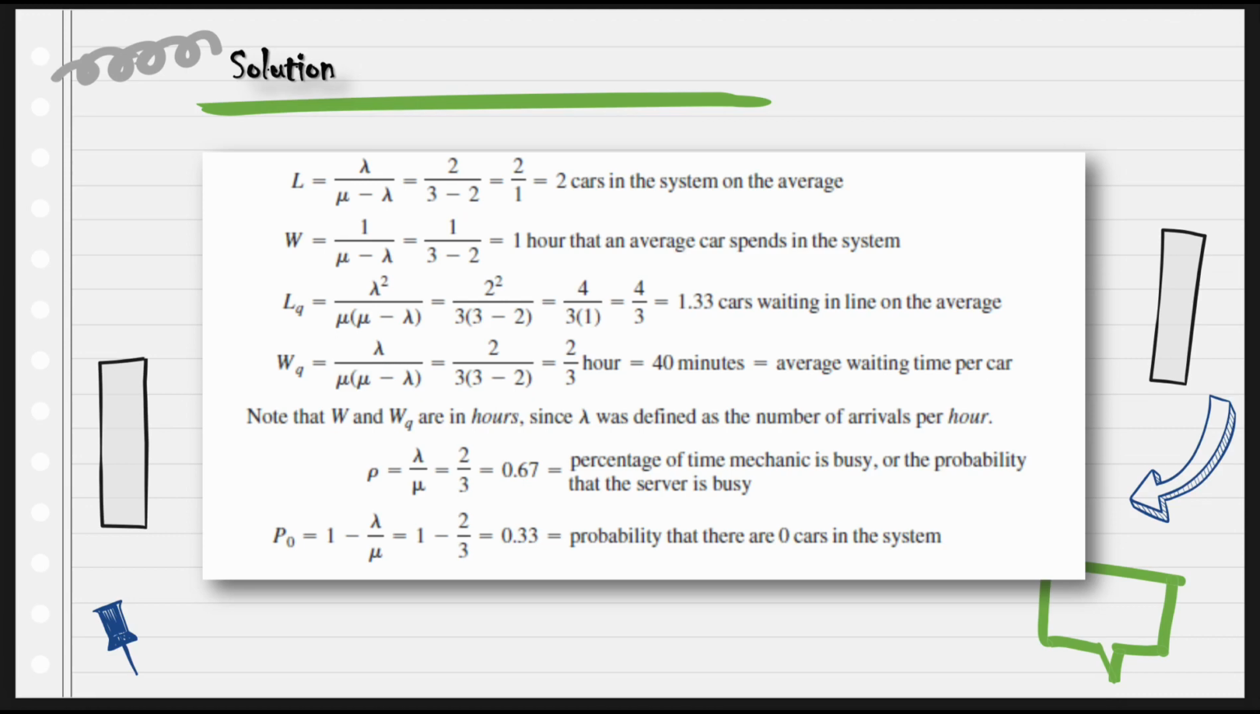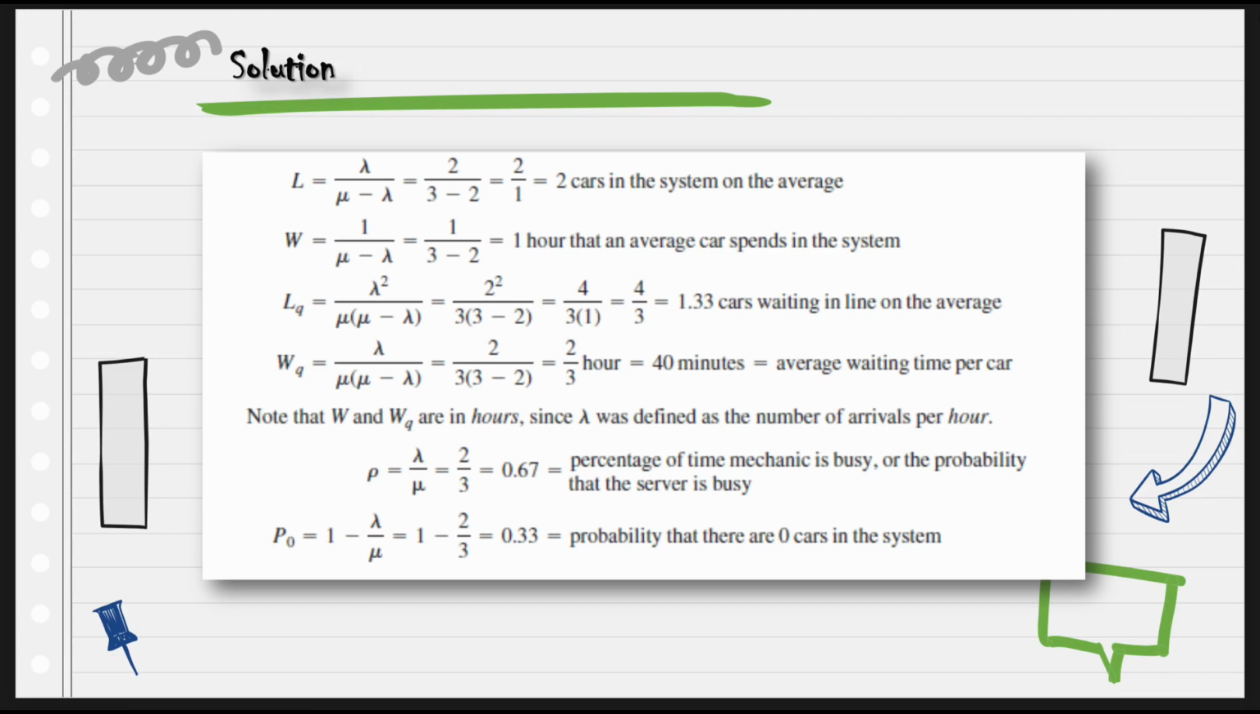So we just need to substitute all the given values to the variables and we will come up to its answer. So L is equal to 2 divided by 3 minus 2, which would be 2 all over 1, or 2 in simplified form. We have 2 cars in the system on the average.